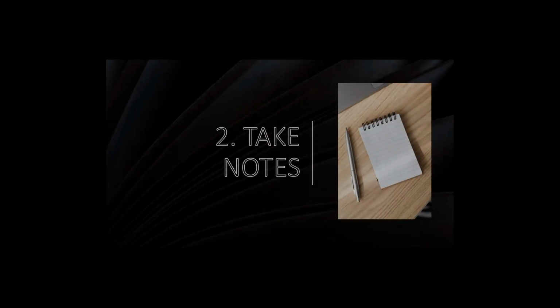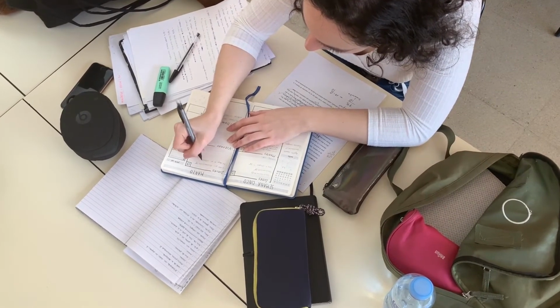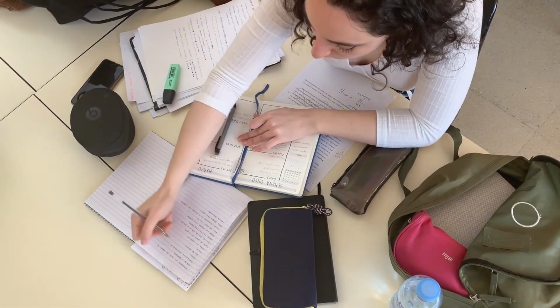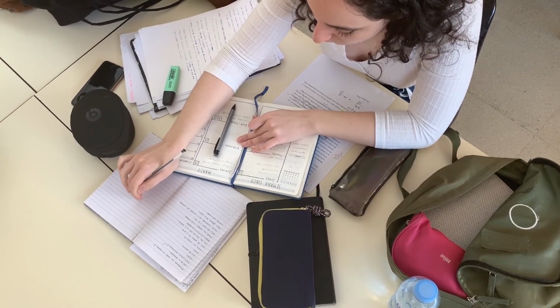Number 2, take notes. While reading the text, you want to be taking good notes. This means highlighting certain scenes you think are relevant or interesting, noting down quotes that speak to a particular theme, or just jotting down your thoughts on what the author might be trying to say.